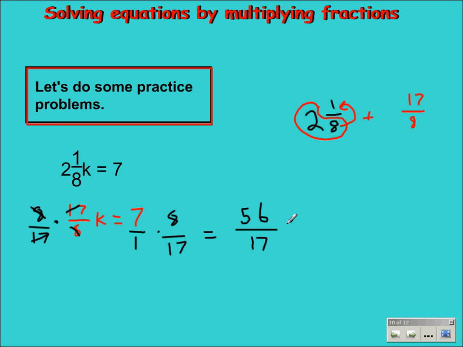Now this is an improper fraction, so to change it into a mixed number, we know that 17 goes into 56 3 times. We have 5 left over in our numerator, and 17 is still our denominator. 3 and 5/17. So it's important to change that mixed number into an improper fraction. It's a little bit easier to work with.